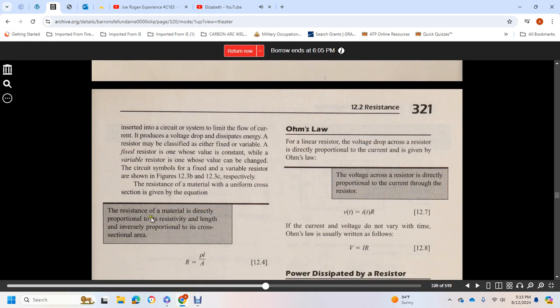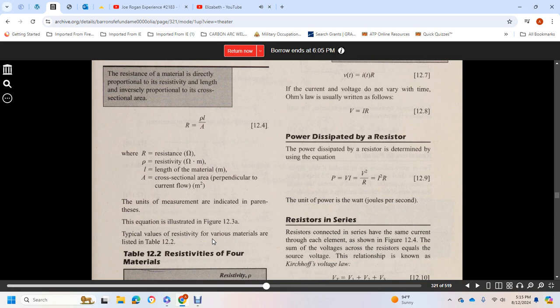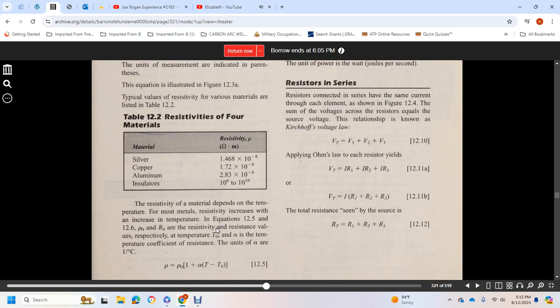Resistance is directly proportional to the length of the material and inversely proportional to the cross-sectional area. So we have resistance equal to the resistivity times the length of the material over the cross-sectional area, with the units indicated in parentheses. The equation is illustrated in figure 12.3a. Typical resistivity values of various materials are in table 12.2: silver, copper, aluminum, and insulators.